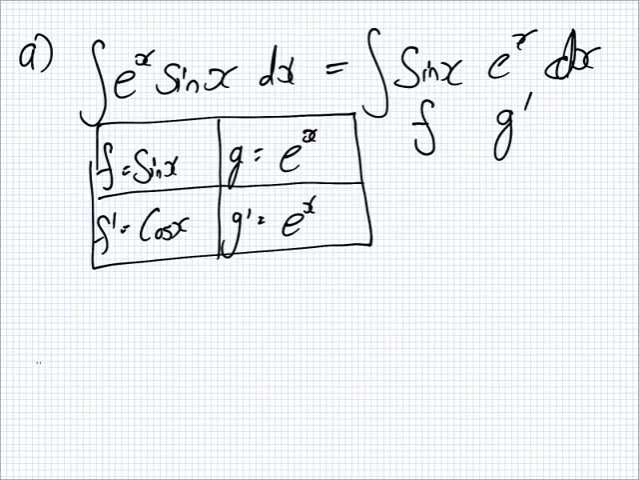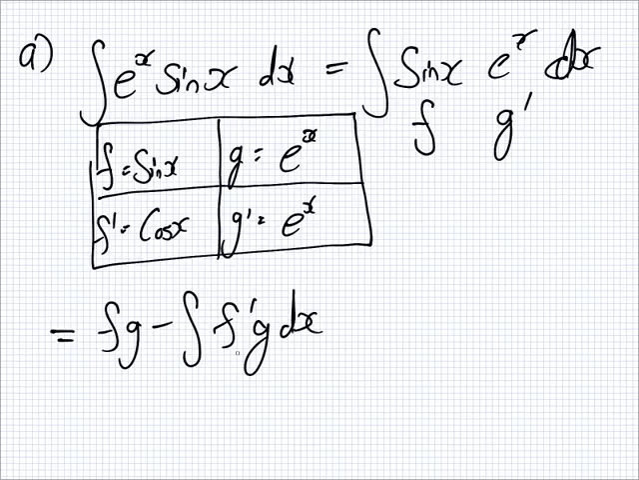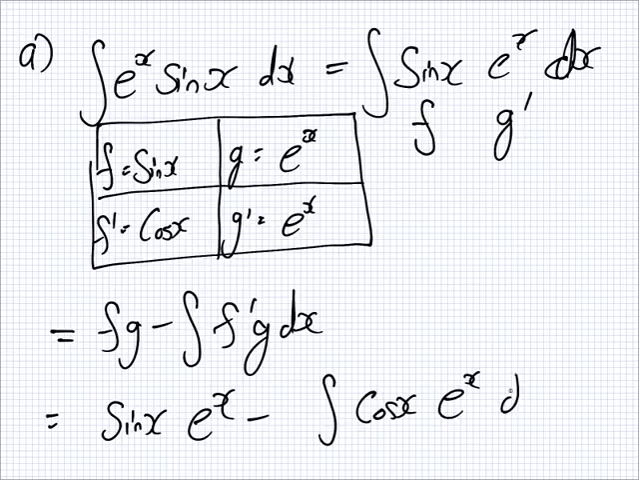Actually, this is what I was talking about. You can see that this question is 4 marks. So this will be a normal by parts question in the exam. Okay, so the rule is this equals fg minus the integral of f derivative times g. Yes, that's it. So that's fg minus the integral of f derivative, which is cos x, times g, which is e^x. So you've seen something like this before. You have to use the rule again.